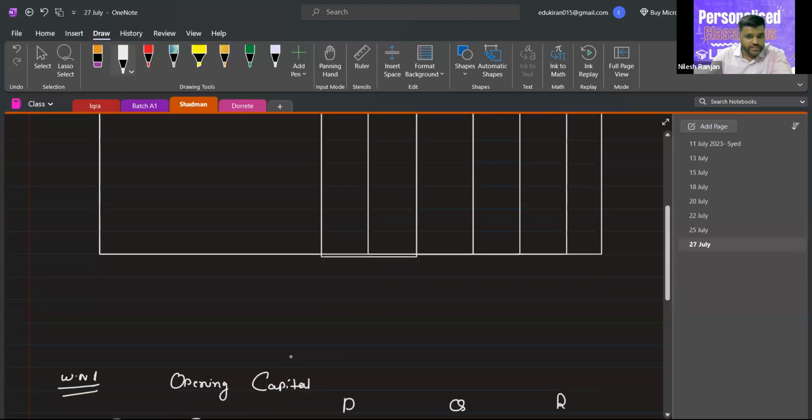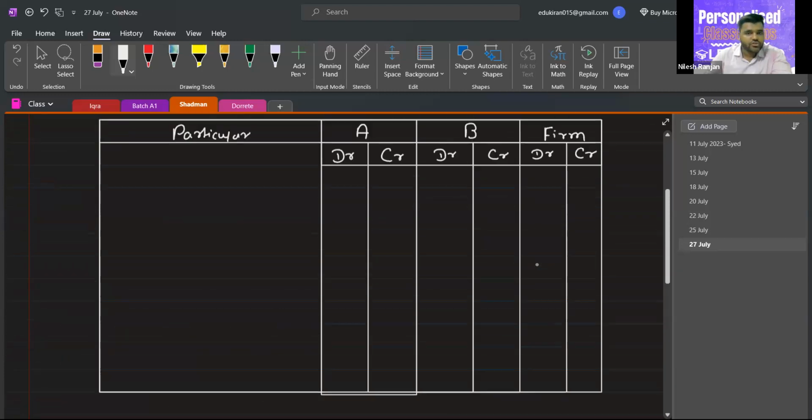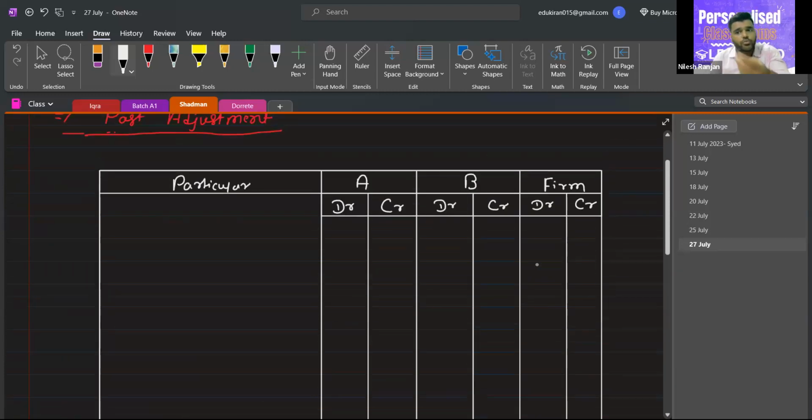Now profit is already distributed. We can see here 30,000, 20,000, 10,000. So we have given the wrong profit to partners because first we have to deduct the interest on capital. Then whatever the profit is left, we will distribute that profit. But what we have done, we have already given the distributions. We have distributed the profit without deducting interest. So we will take that profit back.